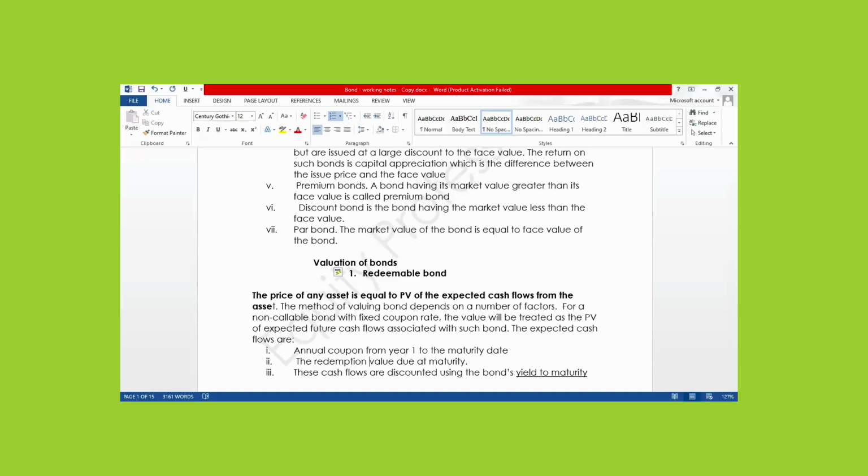These cash flows are discounted to their present value using the bond yield.